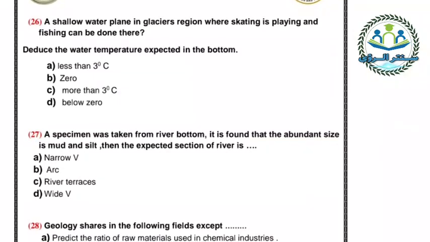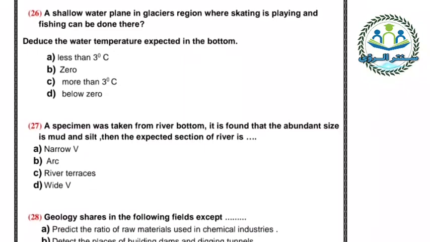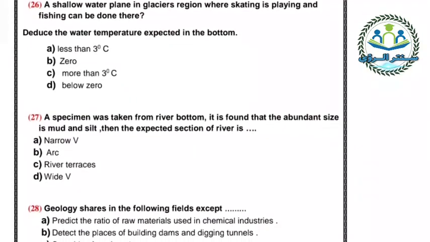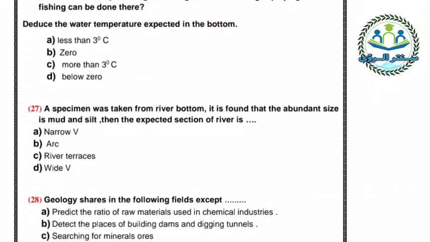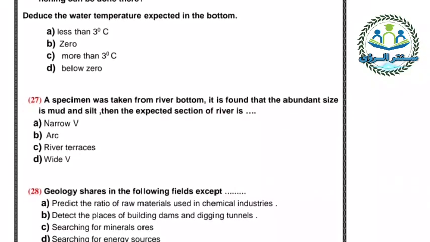27. A specimen was taken from a river bottom. It is found that the abundant size is mud and silt, then the expected section of the river is A. narrow V, B. arc, C. river terraces, D. wide V.